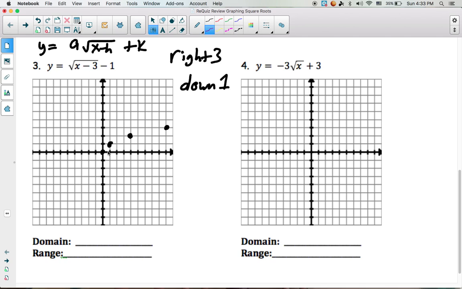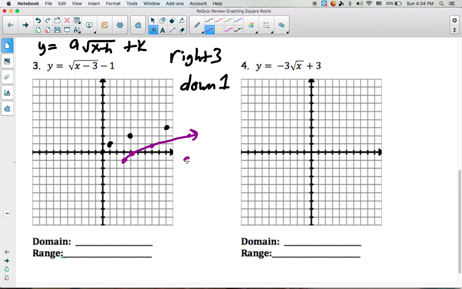Starting with (0, 0), 1, 2, 3 to the right, and down 1. (1, 1), 1, 2, 3, down 1. 1, 2, 3, down 1. And we'll take this one, 1, 2, 3, and down 1. If it goes off the grid, that's okay. We'll connect our points. And there's your graph.